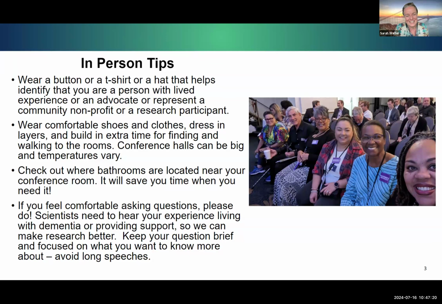And then, you know, sometimes folks can be tempted to really tell their whole story, and it's tough to do that. So especially if you're at the microphone in the big room, try to keep it brief and just ask questions around where you need more clarification. So those were the tips that were shared by our research participants.